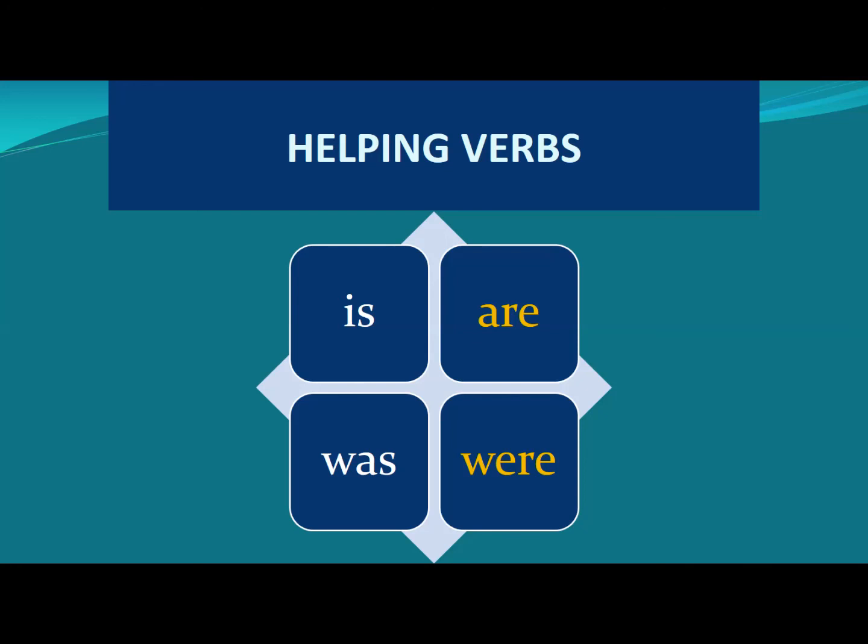Children, to make a meaningful sentence, we have to use helping verbs. Here in this lesson, we will practice some helping verbs and the verbs with them and the subjects with them. The helping verbs are is for singular, are for plural, was for singular and were for plural. Is and are are used in the present tense of the sentences, and was and were are used in the past form.